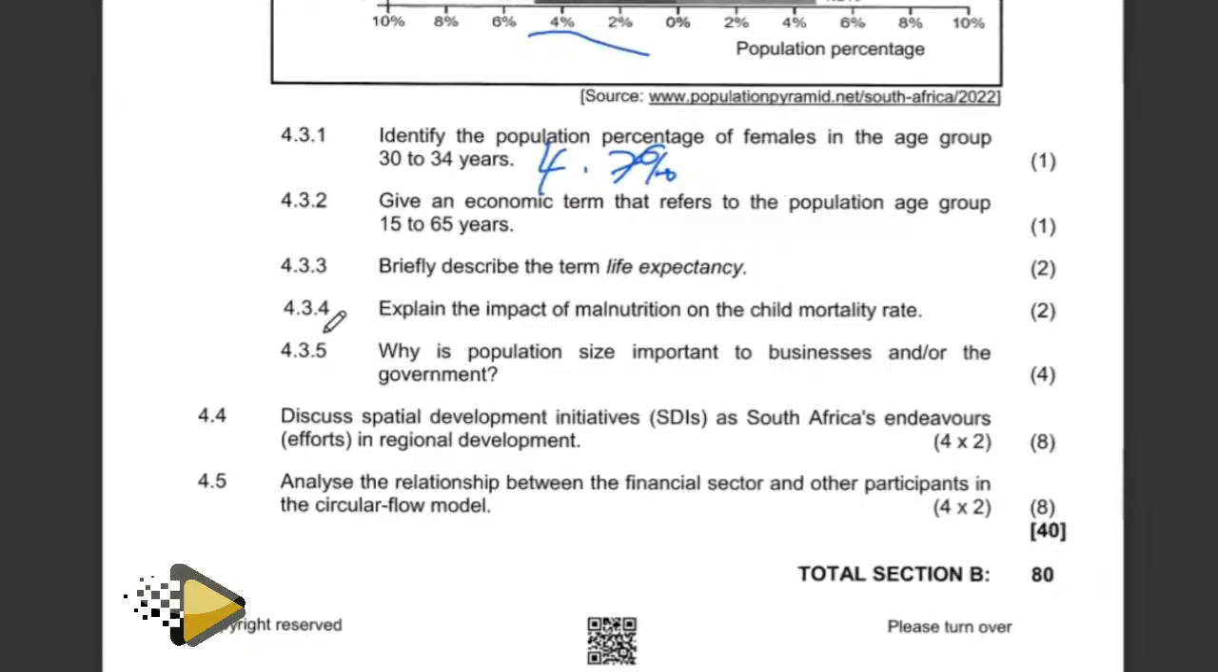So now let's move on to 4.3.2. Give an economic term that refers to the population age group 15 to 65.